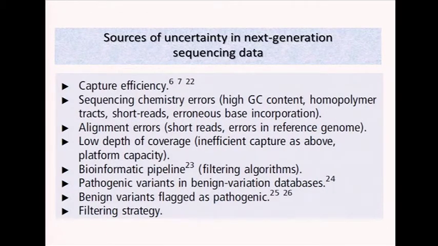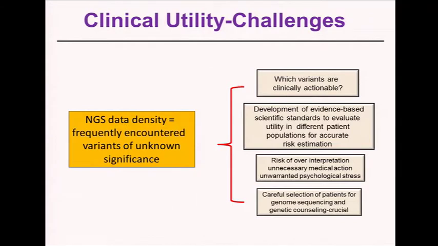This is a long list, we have no time to go through it, but there is a problem of capture efficiency, there is a problem of sequencing chemistry errors, there is a problem of errors in alignment, and so on and so forth. You see that also bioinformatics, but also the interpretation of the pathogenic variant, is not very easy. This is one of the problems that I show in front of me.